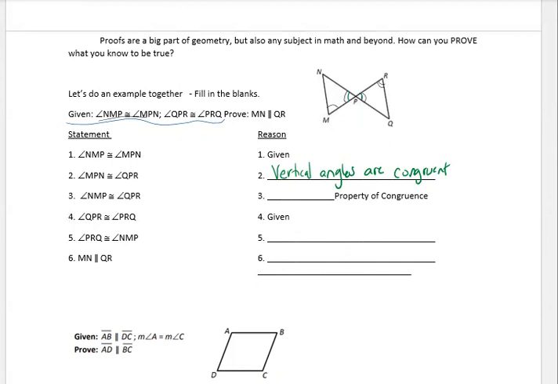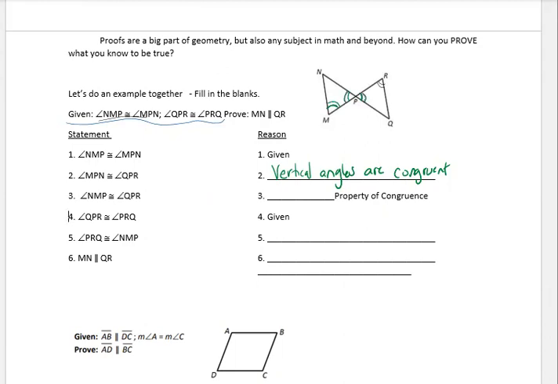So then I'm looking at my next one. NMP is congruent to QPR. So that's not one of our givens, that's NMP. So that's this one down here is congruent to QPR. That's the one we just did up here. So why can we say these are congruent? So I'll go ahead and draw it with the 2 arcs that these two had.